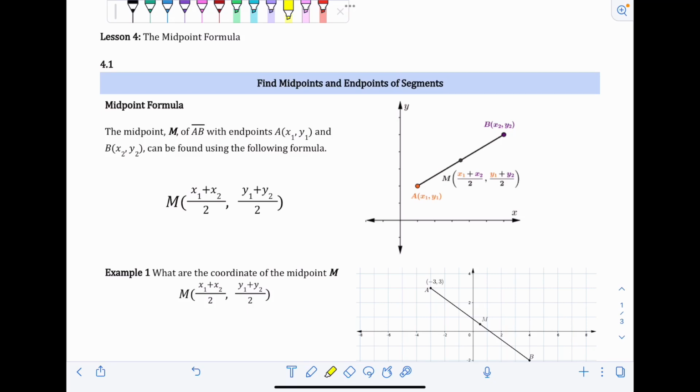Lesson 4 is the midpoint formula, and the midpoint is like a middle point on a line segment. So 4.1 is finding midpoints and endpoints of segments. So starting with the midpoint formula in the upper left.